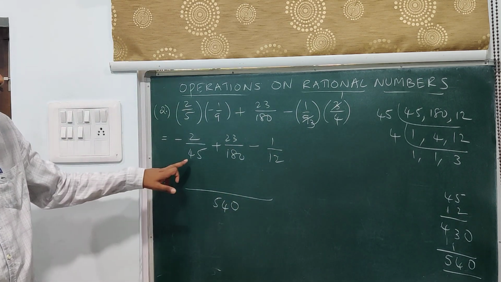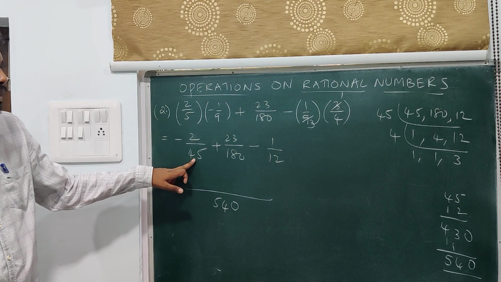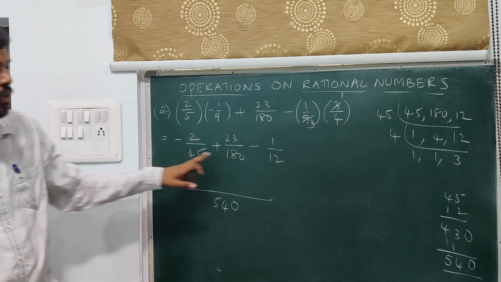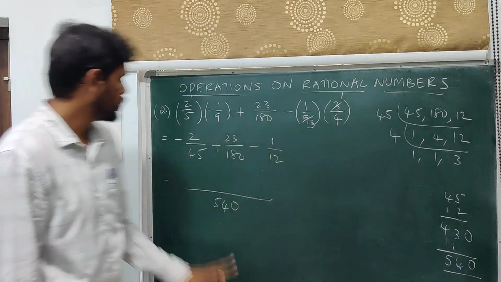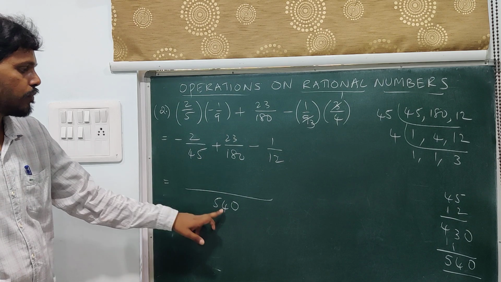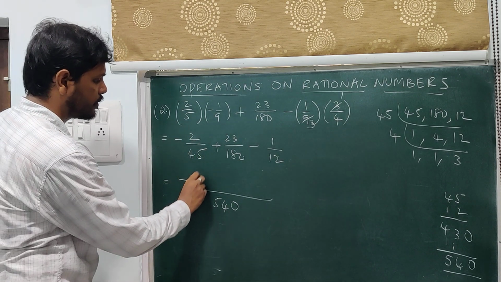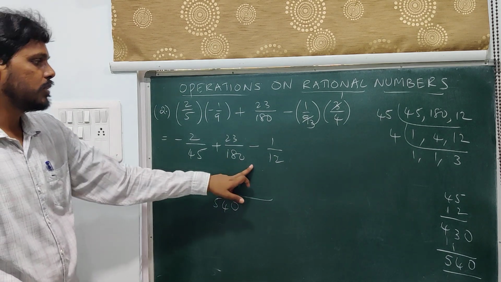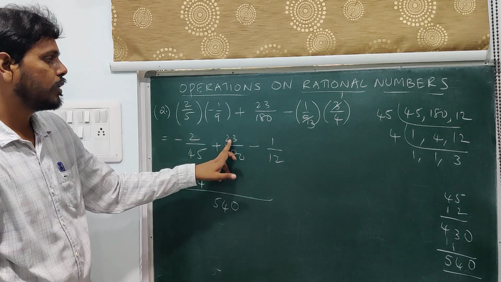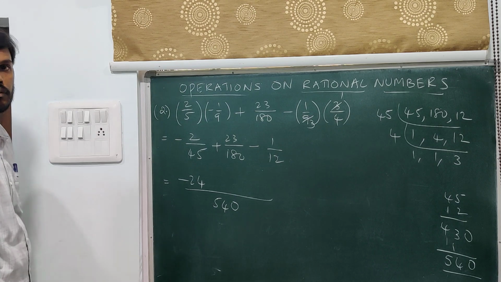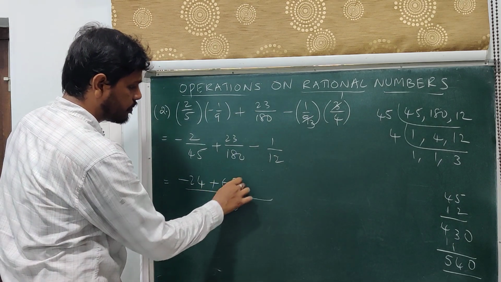LCM is 540. Now think of what should be multiplied to 45 to get 540. So 45 12s are 540. So 45 into 12 is 540. 2 into 12, 12 2s are 24. So write that. Now 183 sir 540. 23 3 sir, 23 into 3. 3 2s are 6, 3 3s are 9.